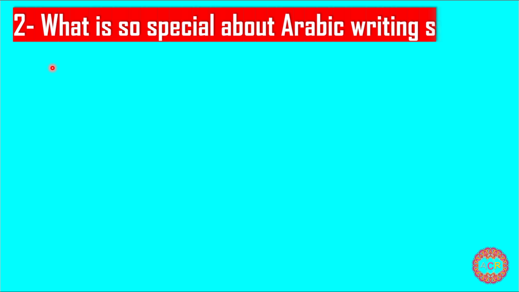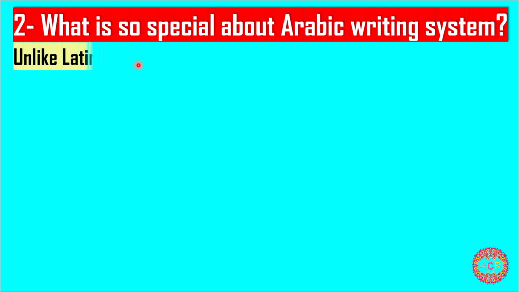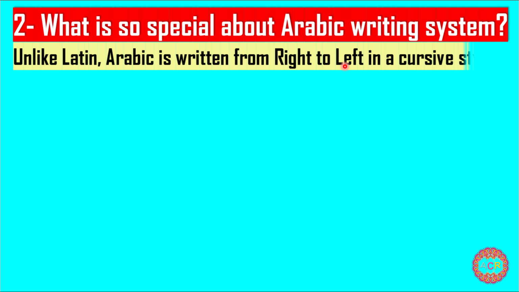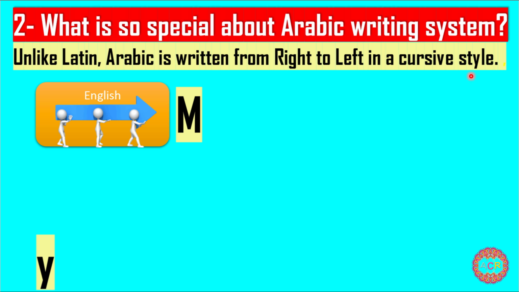Question number 2. What is so special about Arabic writing system? Unlike Latin, Arabic is written from right side to left side in a cursive way or in a cursive style.